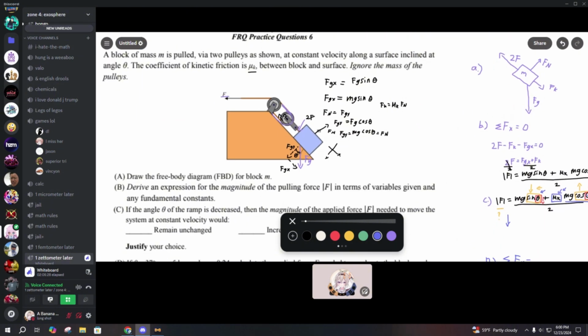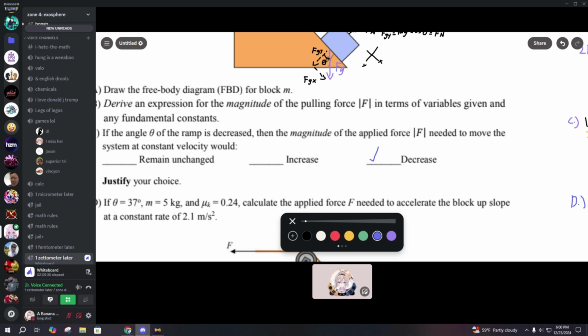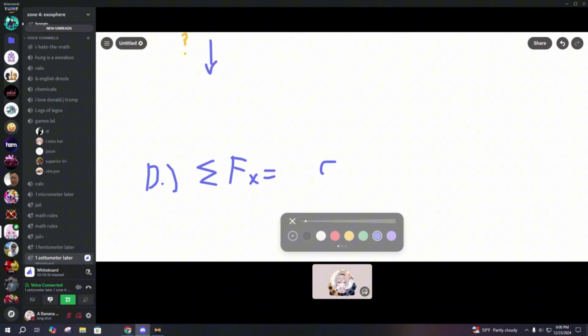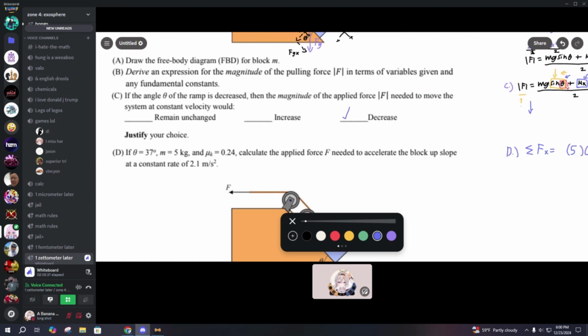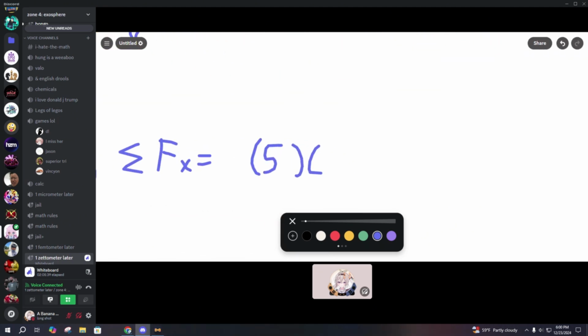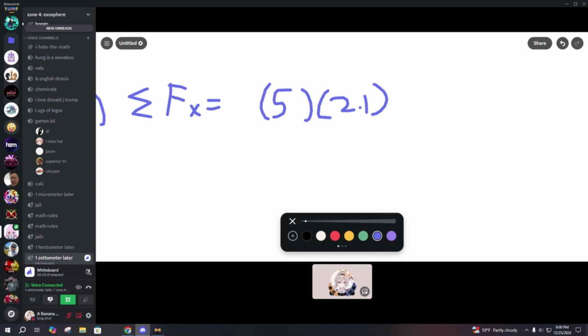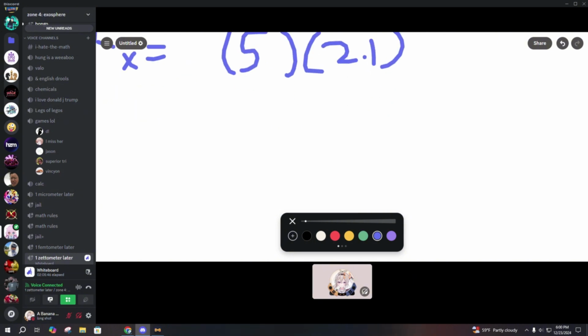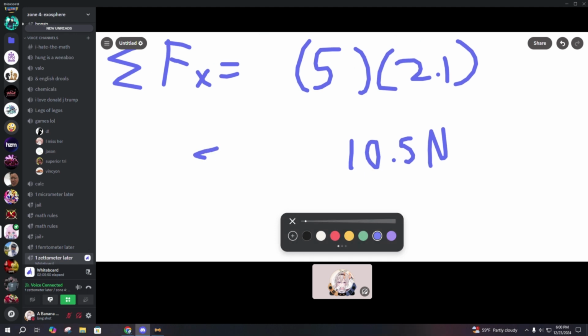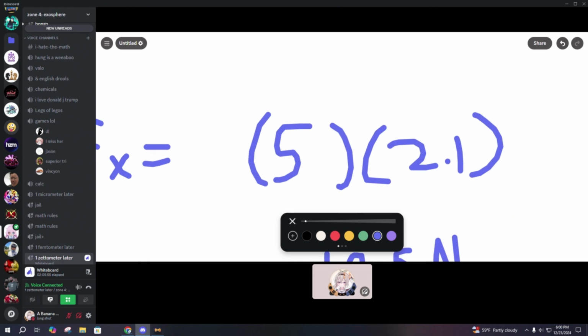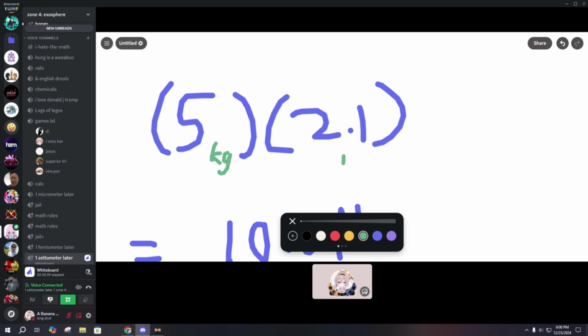Well, what's the mass of my block? 5 kilograms. What's the acceleration of my block? 2.1 meters per second. I don't put the units here because I'm going to give you the final answer, and that's where I'll put my units, which is 10.5 newtons. So I know the sum of the forces in the x direction is going to be 10.5 newtons, where actually, just to be safe and clarify, this is in kilograms, and this is in meters per second squared.